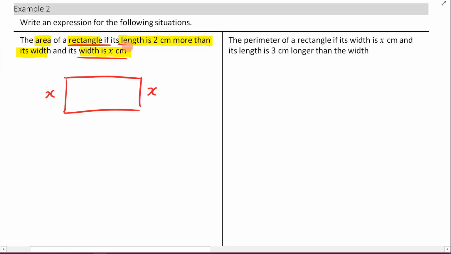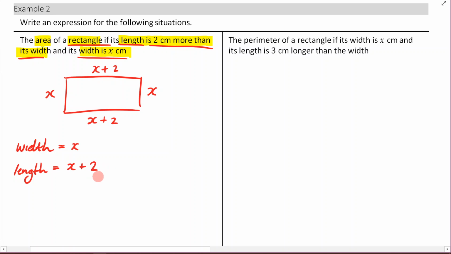We're then told that the length is 2 centimeters more than its width. So here's our length. And if we know that the length is 2 centimeters more than the width, then we could say it's going to be X plus 2. X plus 2. And just like that, we have a diagram that represents what we're doing. If you're struggling to understand what we did here, what we've been told is that the width is equal to X and that the length is equal to the width plus 2. So it's going to be X plus 2.